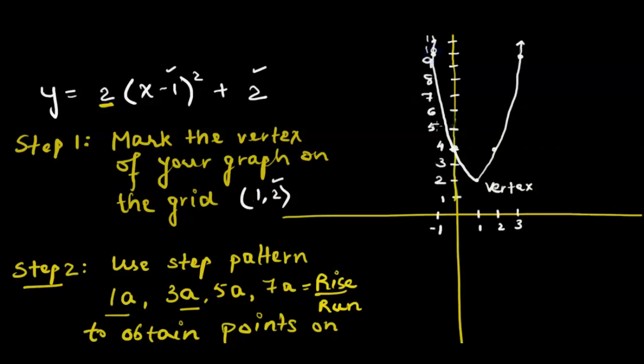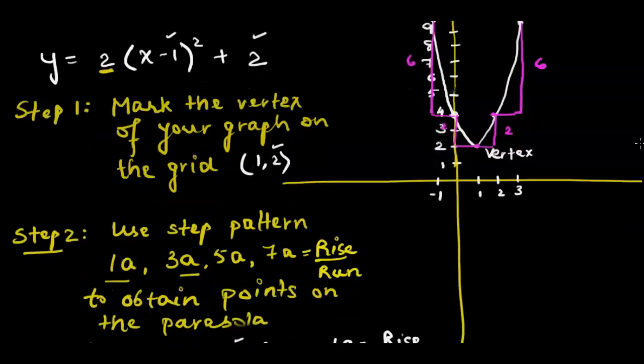This is how the parabola would look like when we join all the points. So from the vertex, we run 1, we rise 2. From this point, we run 1, we rise 6. And we do the same thing on the left side. Run 1, rise 2. Then we run 1 and rise 6. And we see we get a symmetrical parabola. This is how we use a step pattern to turn a vertex form of quadratic equation into a graph.